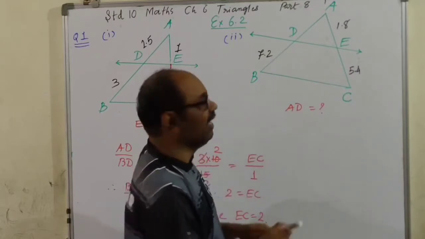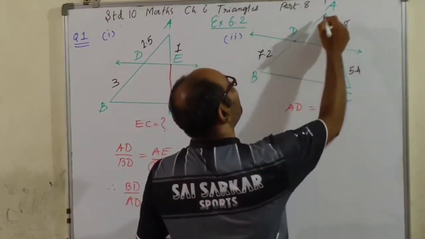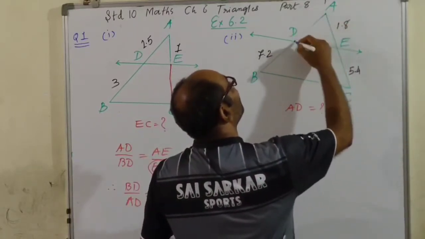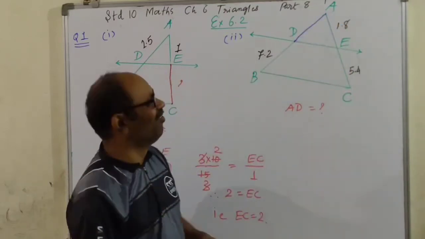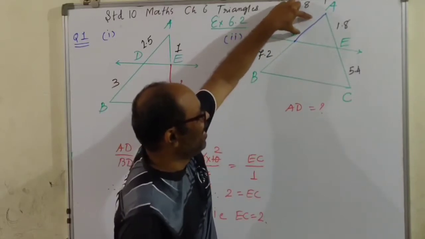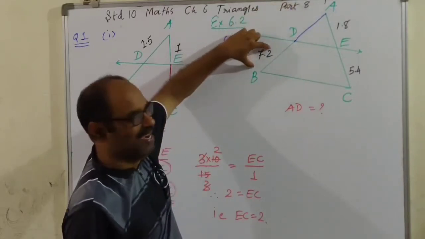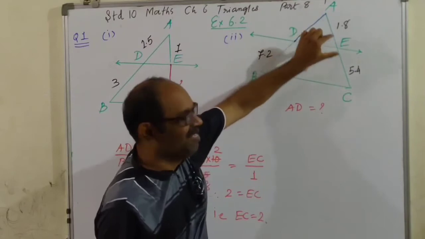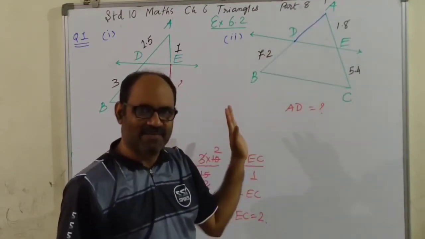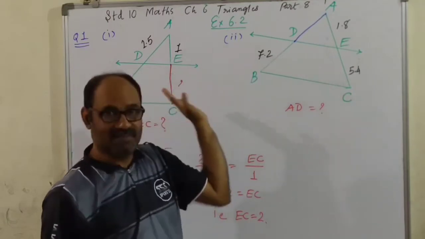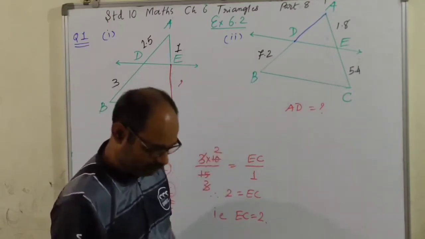Let's talk about the next one. Where is AD? This is D and this is A. This is what you have to find. Again you got the result, children. AD upon BD is equal to AE upon AC because DE is parallel to BC. That is given in the data. I didn't write it, but it is given in the data. Alright? Okay.